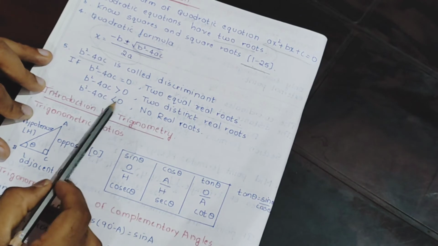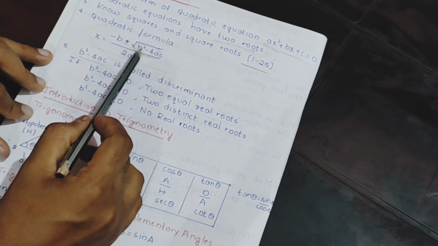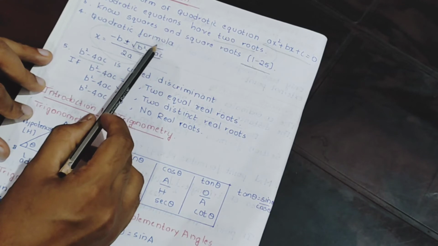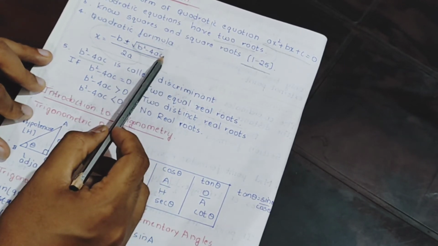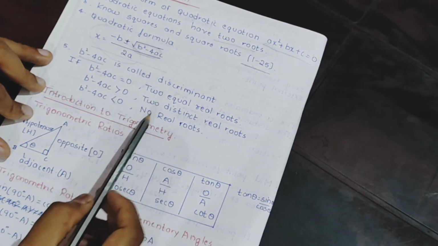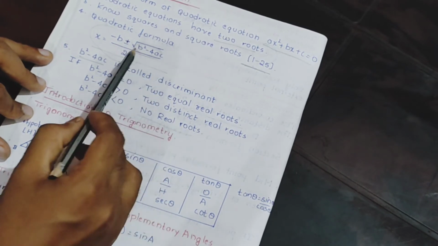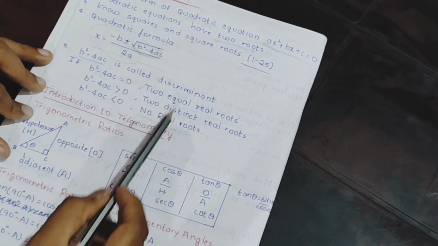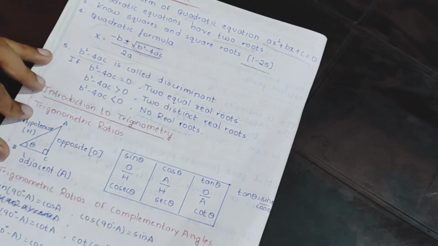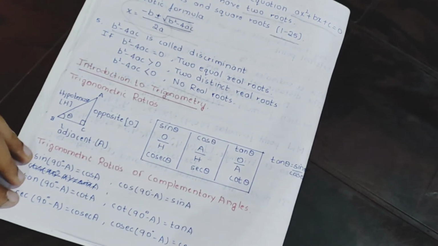Now, if it is less than 0, have you seen any negative number in a square root? You would have never seen it up to 10th standard. In higher classes, the concept of complex numbers will come, but here you have never seen it. Therefore, it is called no real roots. If you find any root minus 1, root minus 2, then it is no real roots. Okay, this thing you should not forget.